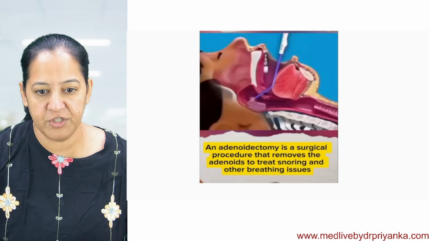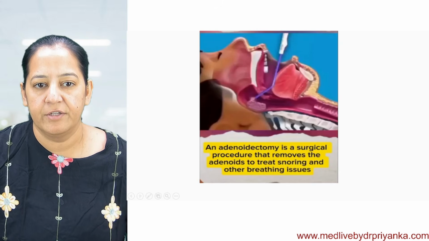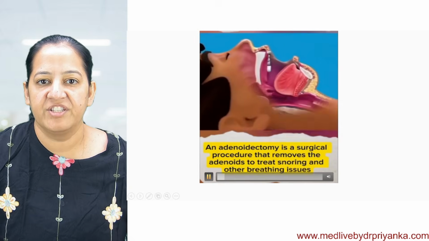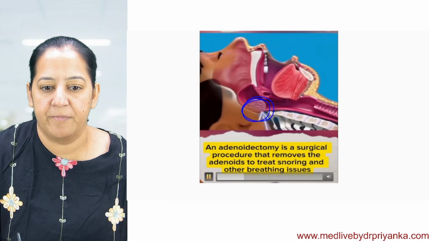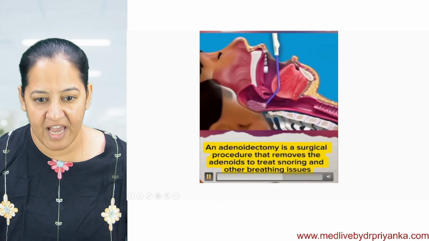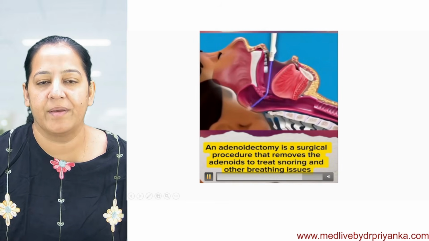You can see this is Rose position. The neck is extended. You can appreciate the person is under general anesthesia. We are reaching the adenoid. This is the adenoid. Appreciate this. We have to remove it. Adenoid hypertrophy. So we are reaching and with the help of cauteries in sweeping movements, we are removing it.